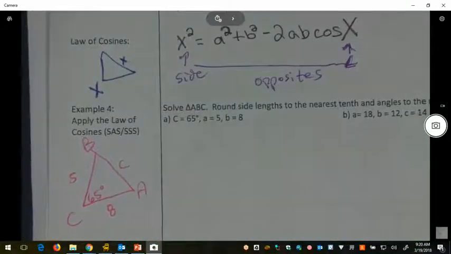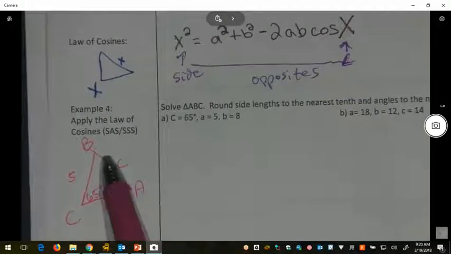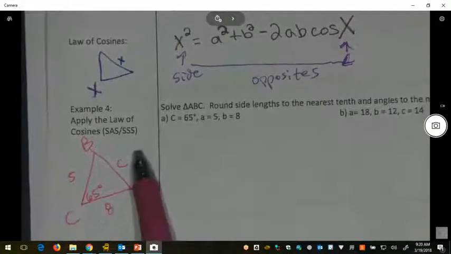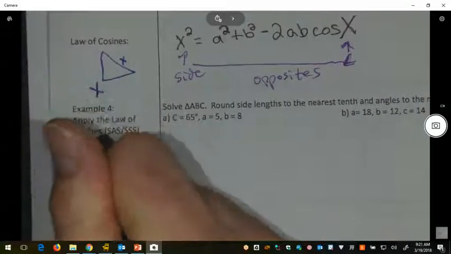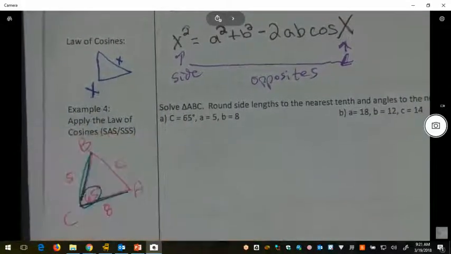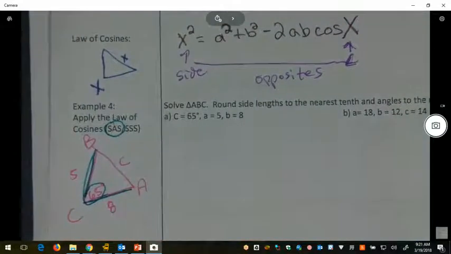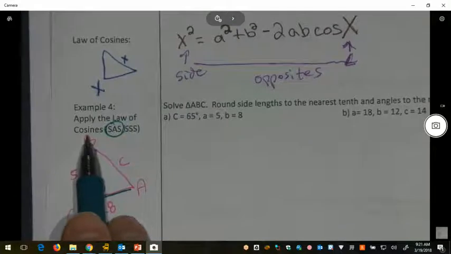We can't use law of sines for this problem because I don't have an angle for these two to say sine of the angle over its opposite side equals sine of 65 over this side. Law of sines won't work. I'll have too many variables. In fact, if you look, I have two sides and the angle that connects them, that's side angle side. So if I have two sides and the angle that connects them, then I have to use law of cosines.